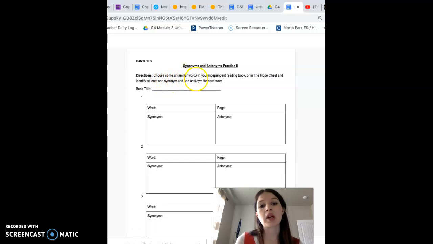Choose some unfamiliar words in your independent reading book or in the hope chest and identify at least one synonym and one antonym for each word. I've completed an example for you.